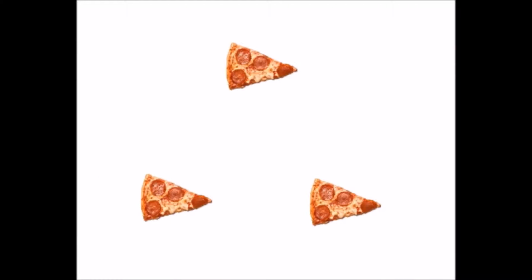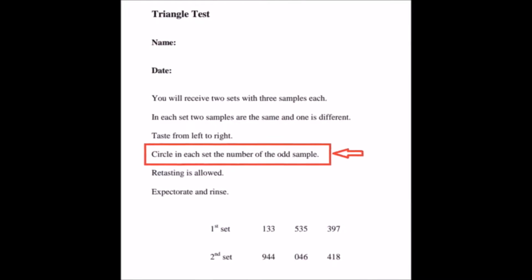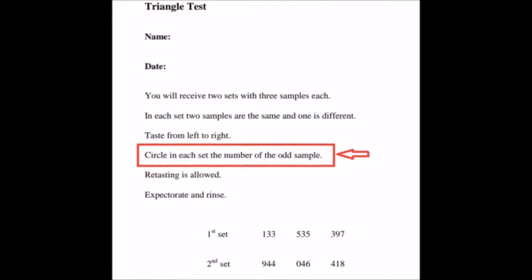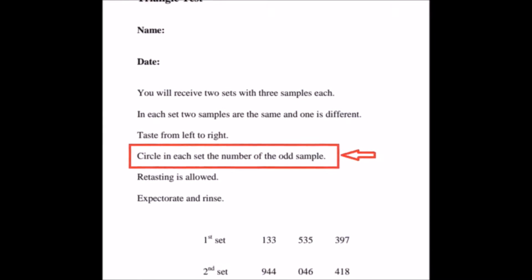The principle of a triangle test involves panelists being presented with one different and two alike samples. If possible, all three samples should be presented to the panelist at once, and the panelist should be instructed to taste the samples from left to right. The 6 possible order combinations should be randomized across panelists.